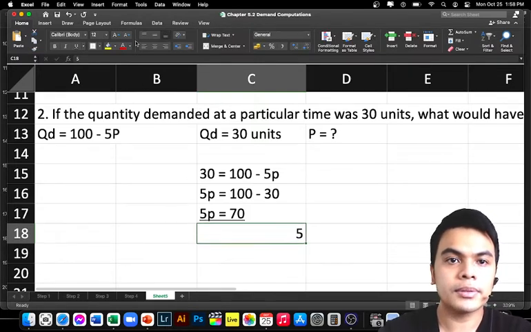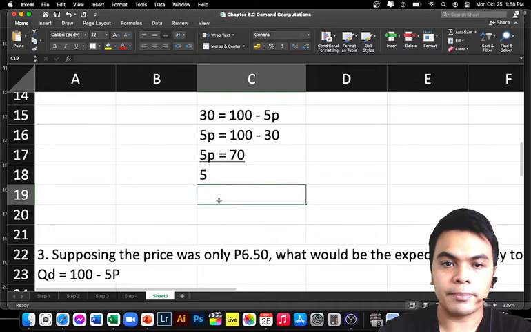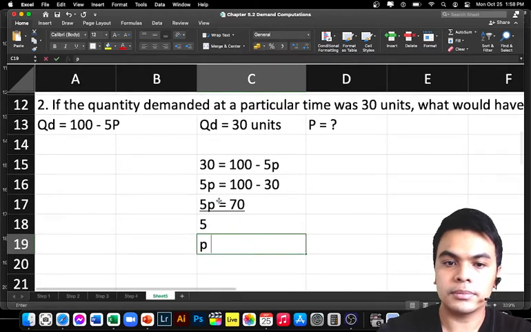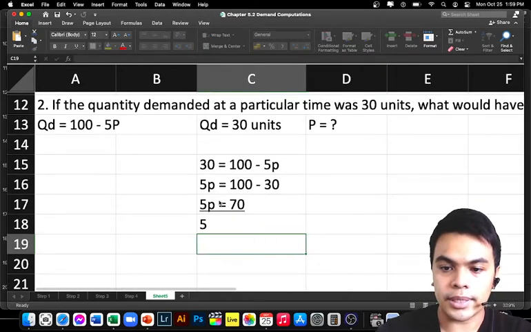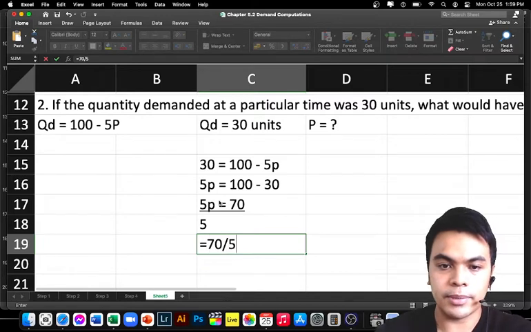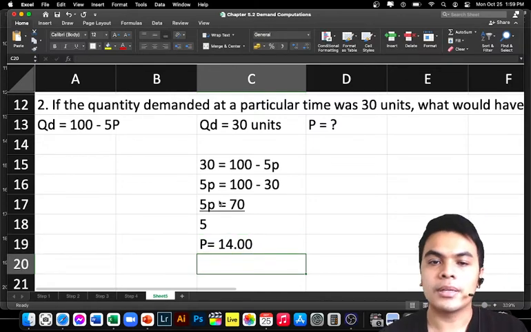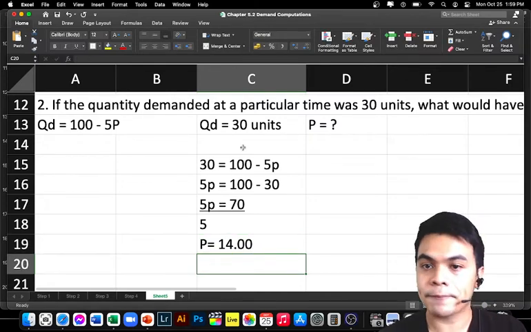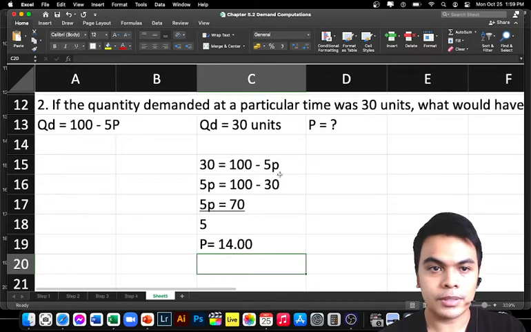Therefore, our price should be, let's compute it here. That is 70 divided by 5, 14. So our price should be 14 pesos, if the quantity demanded is 30 units.